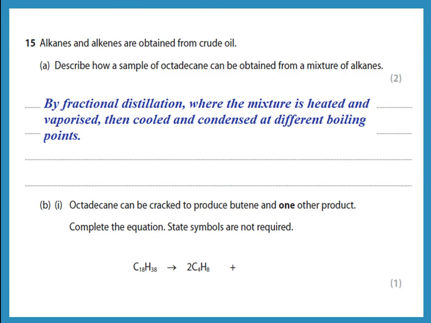Now, the next question says complete the equation; state symbols are not required. If I have octadecane, that is C18H38, he's saying it will be cracked to produce what? Butene and one other product. So if I'm removing from the C18, I'm removing two C4s. That means I'm removing C8, then the rest will have C10. The H38, I'm removing 2 times 8, that's 16, so I'm left with H22.